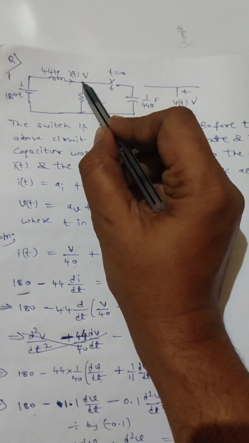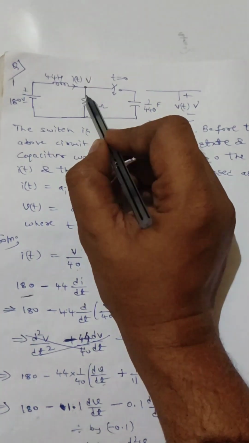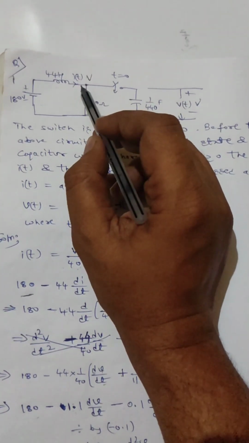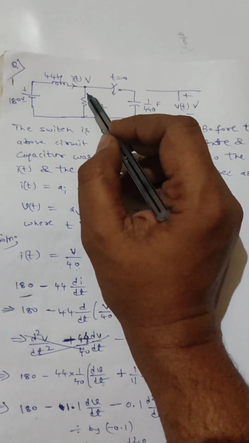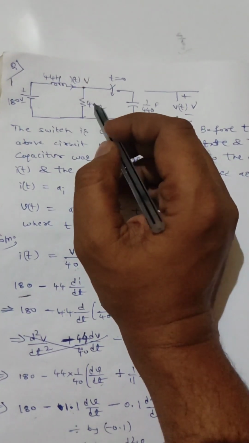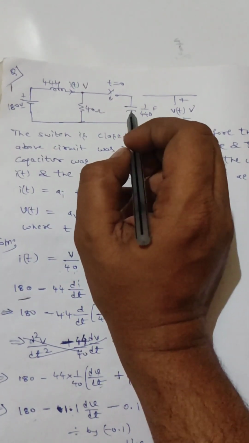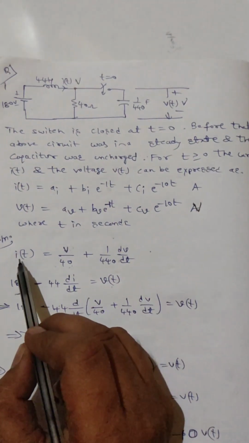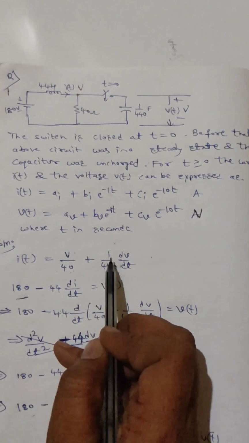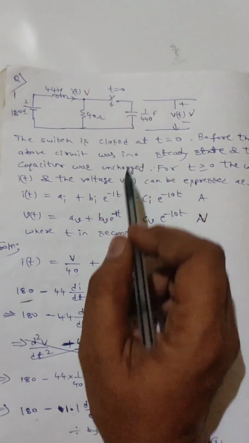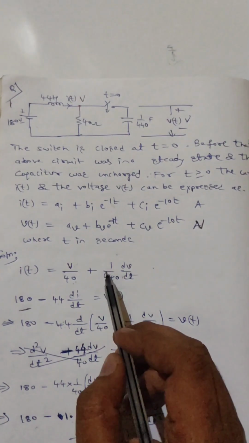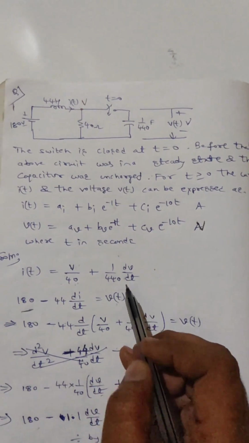So apply KCL at this node. What does KCL state? Entering current equals outgoing currents. The entering current is I of t. The outgoing current is the voltage by 40 in the 40 ohm resistance, and the current through the capacitor, with V being the voltage across the capacitor. So with that we can write I of t is equal to V by 40 plus the current passing through the capacitor, C dV by dt. The C value is 1 by 440, so 1 by 440 dV by dt.